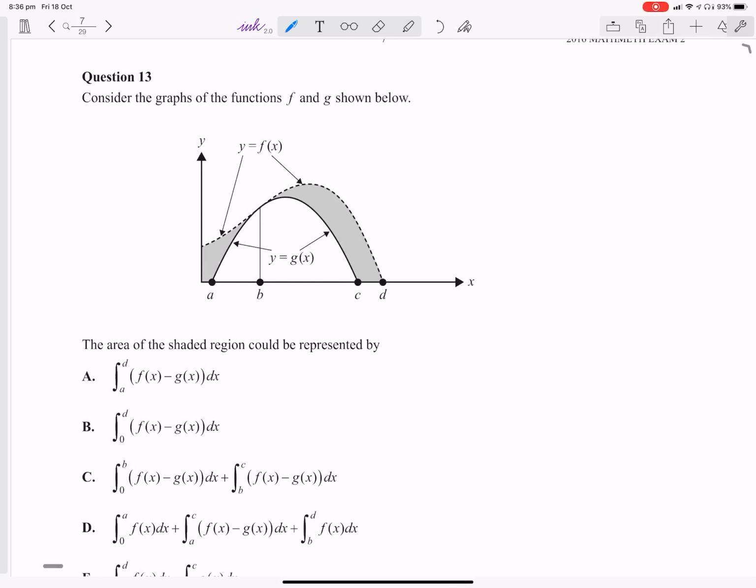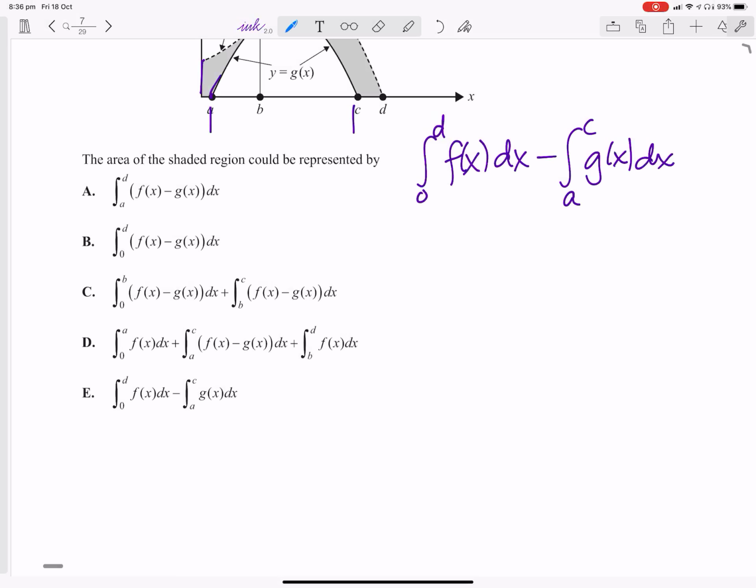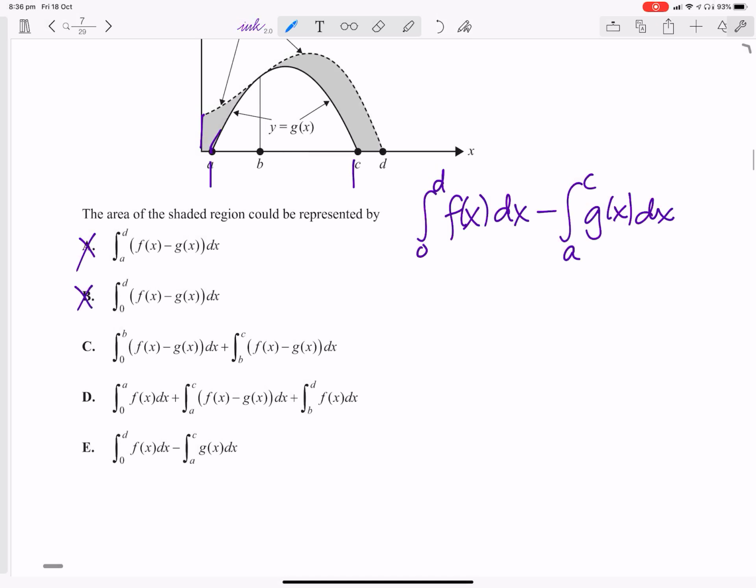Consider the graphs below. The area of the shaded region could be represented by... Okay, we can't just do the top graph minus the bottom graph because they've got different terminals. So if we did the top graph, f of x, between 0 and D, minus the bottom graph, g of x, between A and C, that would give us the right answer. It can't be that. 0 to B, can't be that, because it's not getting this area here.